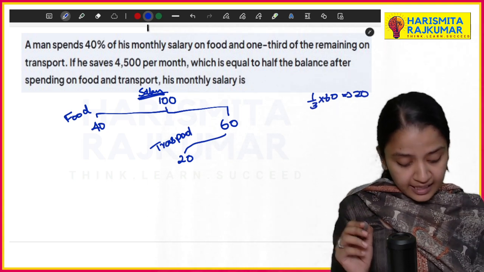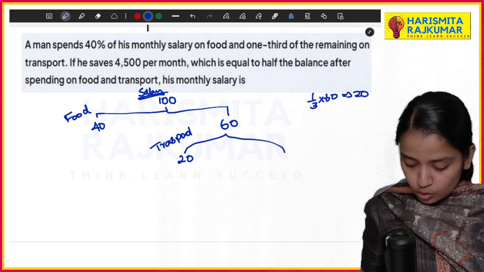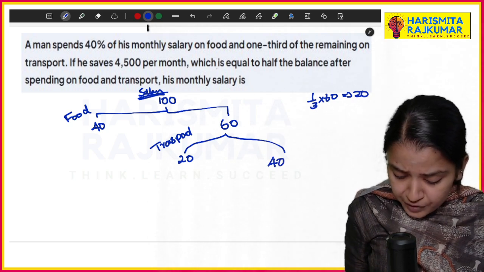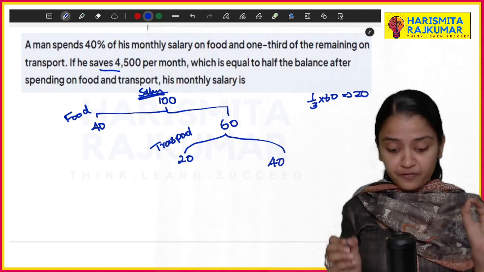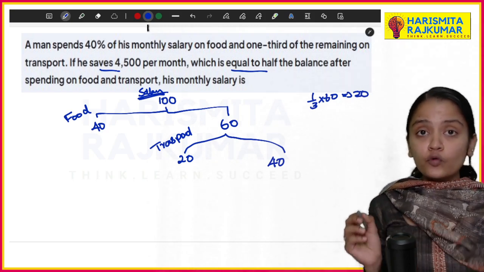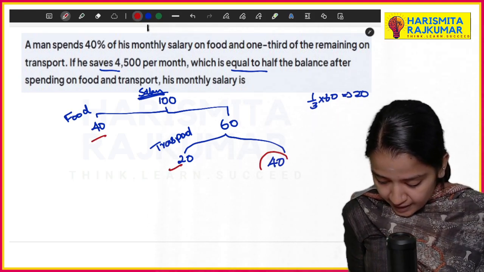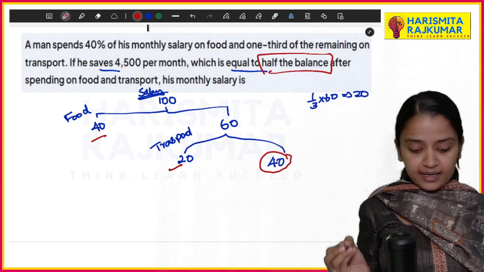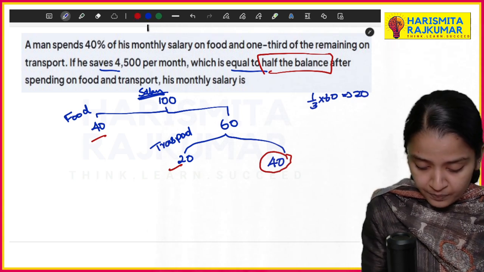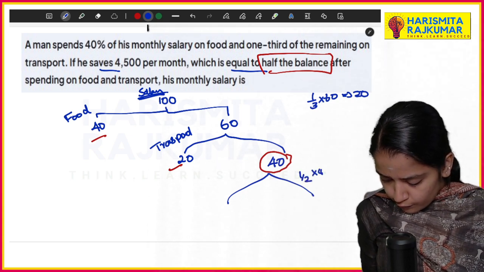And he saves rupees 4,500 per month, which is equal to half of the balance after spending on food and transport. So I have spent on food, I have spent on transport. Of this remaining, half of the remaining balance he is saving. So half of 40 is 20.